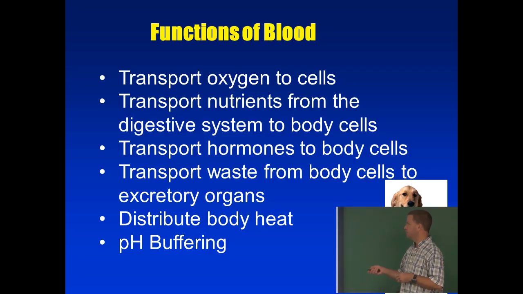And blood is also really important for pH buffering. Anybody know the average pH of an animal? Yeah, 7.35 to 7.45. That's the range in which most mammalians' blood is going to be. If we get beyond that one way or another, we're in trouble. We're out of homeostasis. And so the blood is very important for buffering the pH of the body.